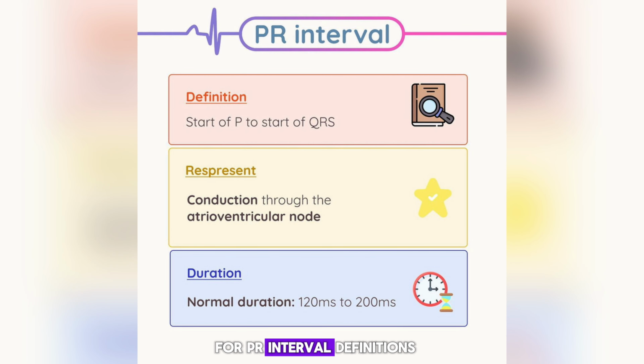4. PR interval. Definition: start of P to start of QRS. Representation: conduction through the atrioventricular node. Duration: normal duration is 120 milliseconds to 200 milliseconds.